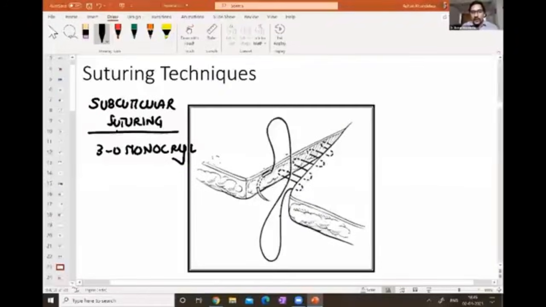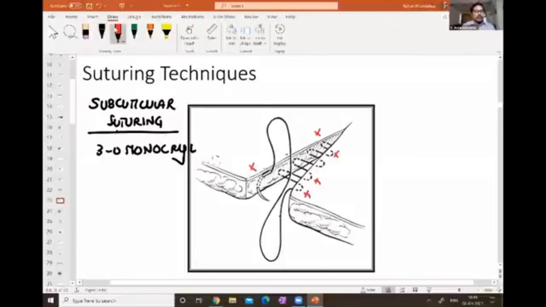There is no mark on the surface of the skin. So when there is no mark on the surface of the skin, will this be cosmetically better or cosmetically poor? Answer in the chat box, please. Cosmetically better. Excellent. This is cosmetically better. So this is a cosmetic suturing technique. And the question which has been asked in your exam is that 3-0 monocryl is the suture material used for subcuticular suturing.